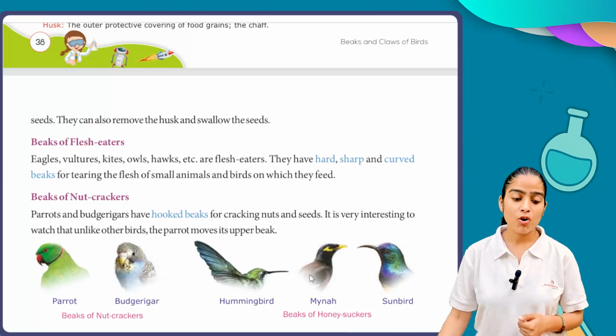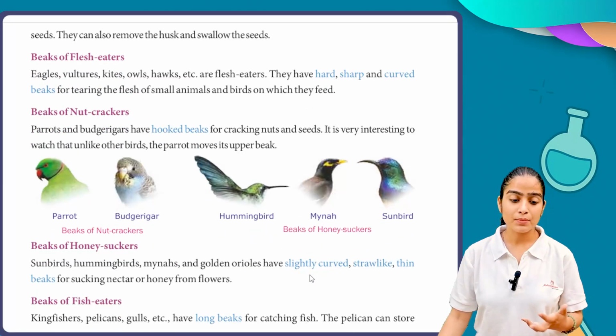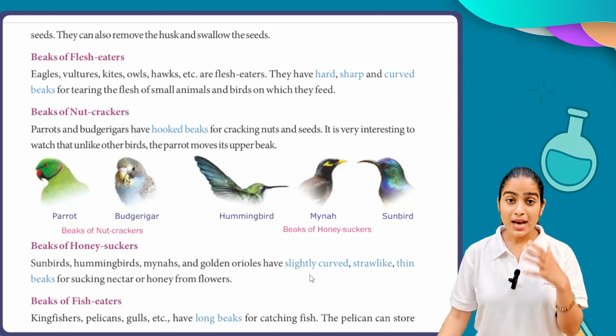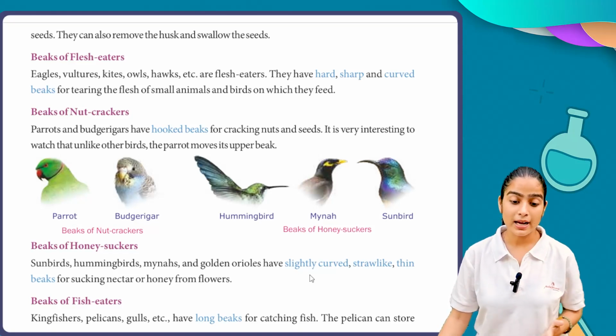Next, we have beaks of nutcrackers. Parrots and budgerigars have hooked beaks for cracking nuts and seeds. It is very interesting to watch that, unlike other birds, the parrot moves its upper beak as well. They are nutcrackers, so they can remove the husk and then eat the seed.